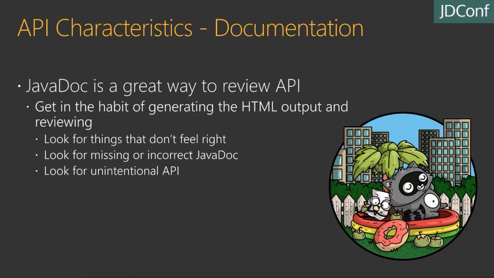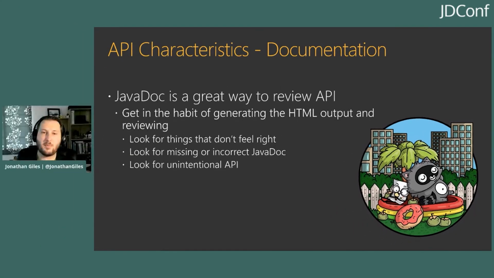It's also a really good way to review API. So getting into the habit of generating the HTML output and reviewing it is just a really good thing to do, because when we're looking at JavaDoc, we're seeing the API through a different lens. We're not looking in our IDE anymore, interspersed with a whole bunch of implementation code. We're just seeing the API. So we can look for things that don't feel right. We can look for poorly formatted JavaDoc or API that's actually not intended to be API.